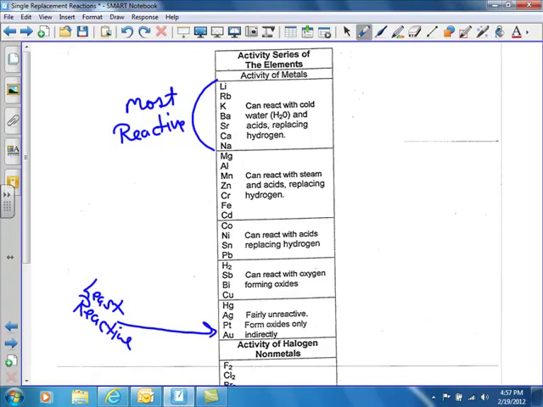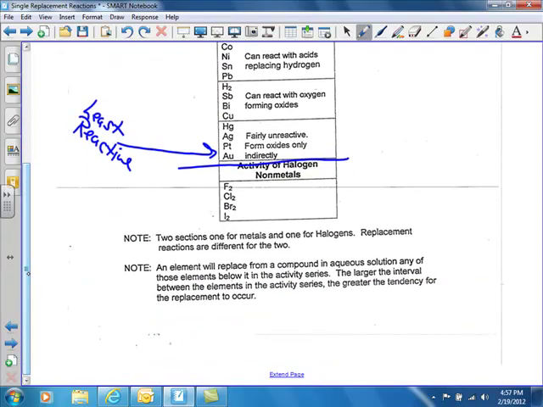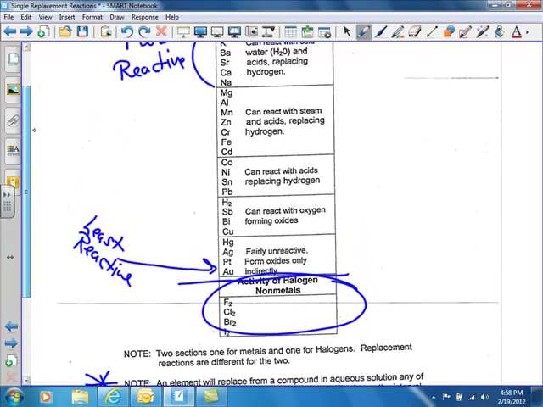Okay? And then down here, this activity of halogens is a whole separate list that we'll talk about a little bit later. Now, just so you know, what I told you earlier is also on this sheet. An element will replace from a compound in aqueous solution any of those elements below it. So this is also just another reminder, and that is on your activity series sheet.